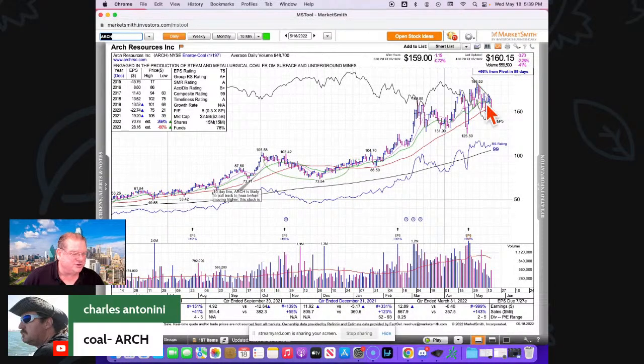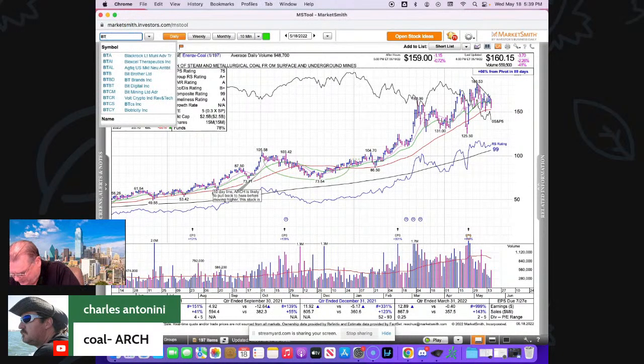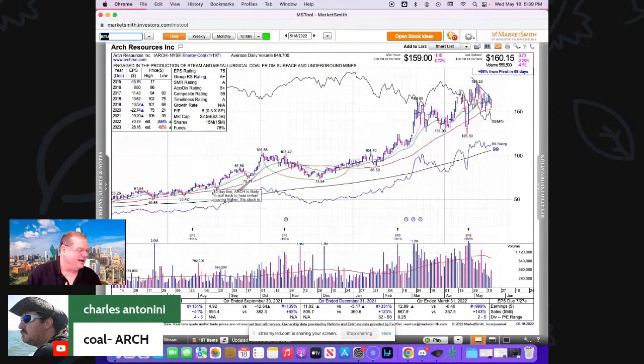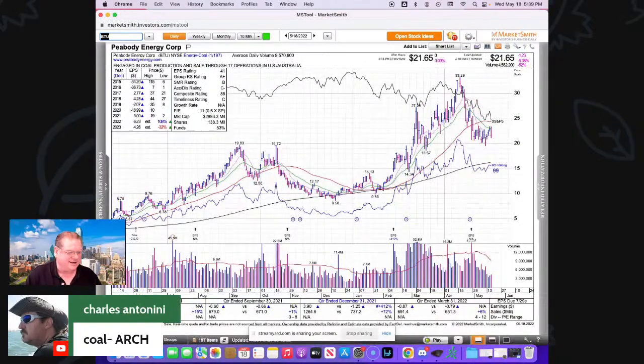I've drawn this trend line here, and if it moves above that trend line, that may be a place that you could get into this. This is definitely one of the best ones out there. Let's look at BTU. That's Peabody. They for years were the biggest, and I just don't know how their chart is. I haven't looked at it. I don't like the chart as much as I like Arch. I agree with you, Charles. The Arch chart is better than this one.